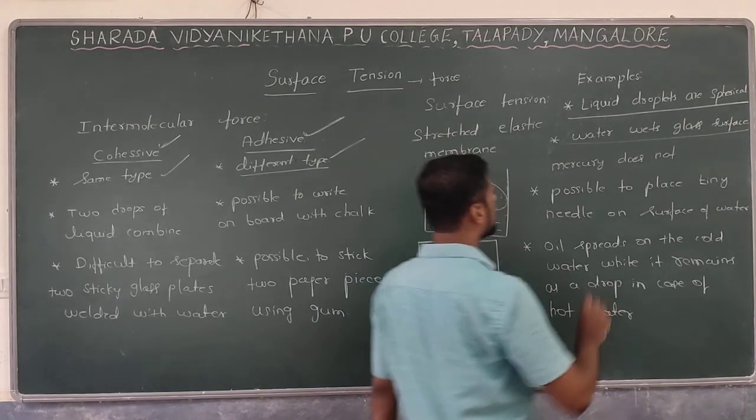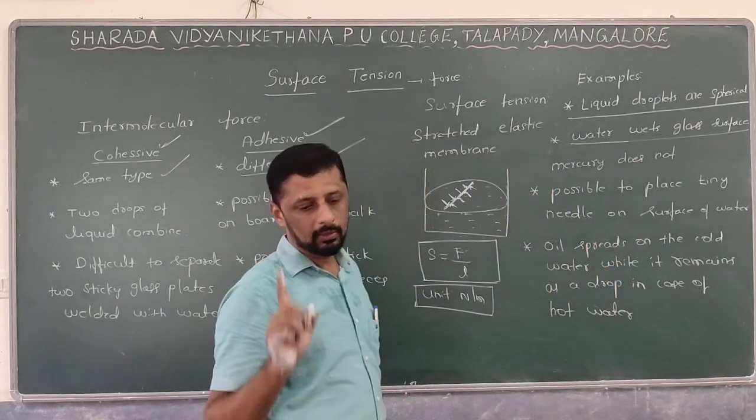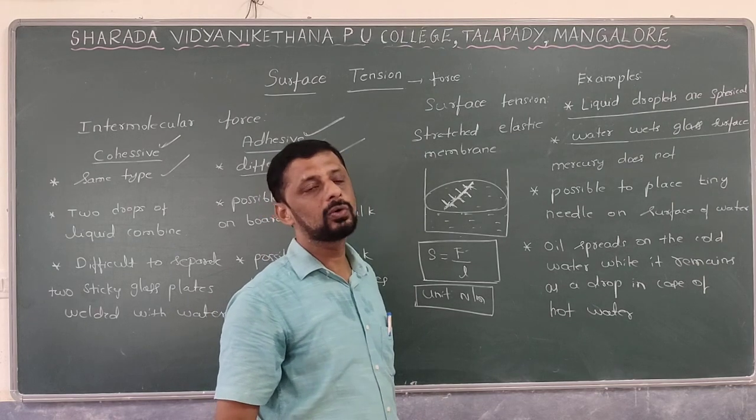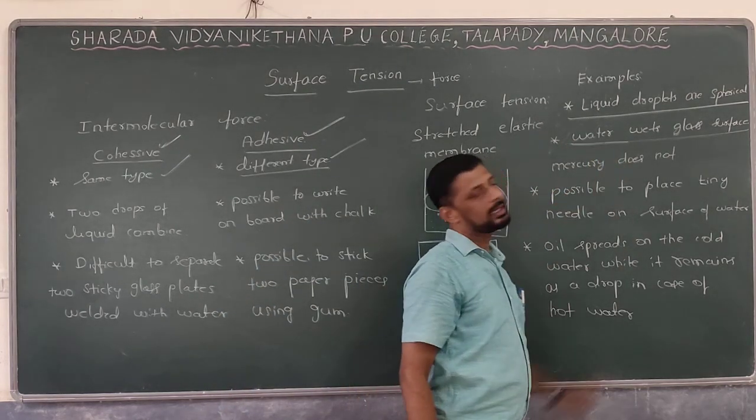That's why water wets the glass surface. The adhesive force between the liquid water molecules and the glass is very large when compared to the cohesive force between the water molecules, and hence water wets the glass surface.